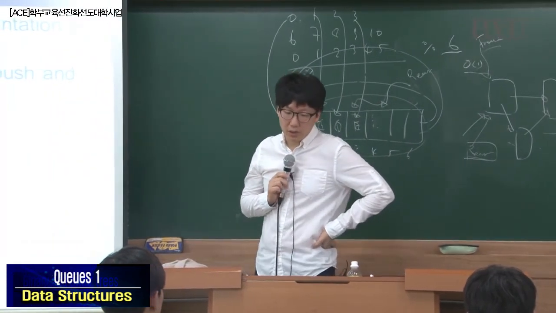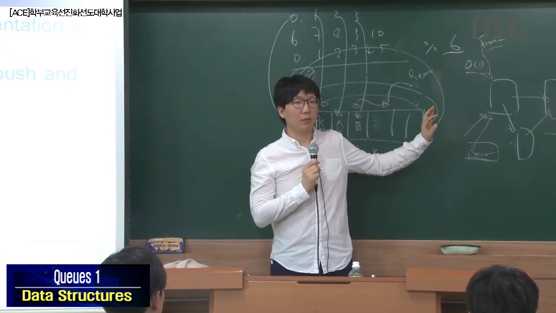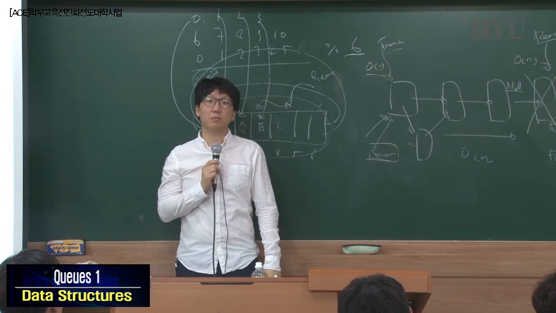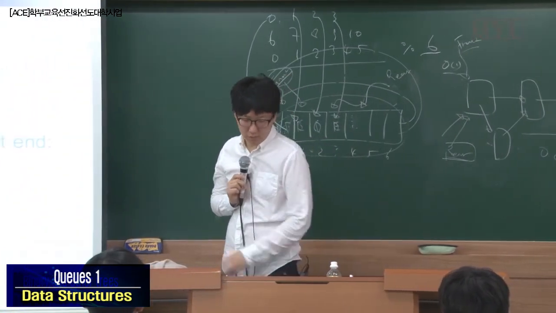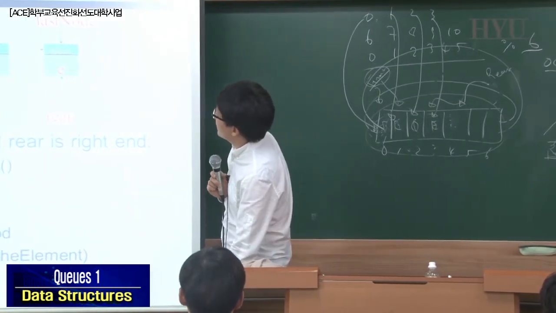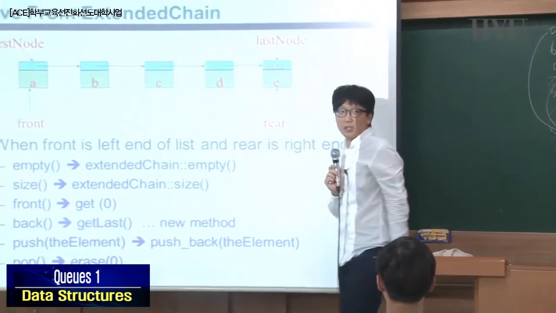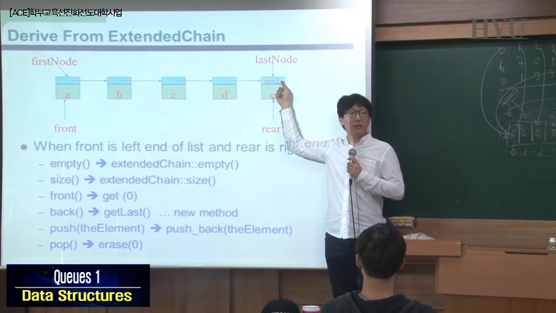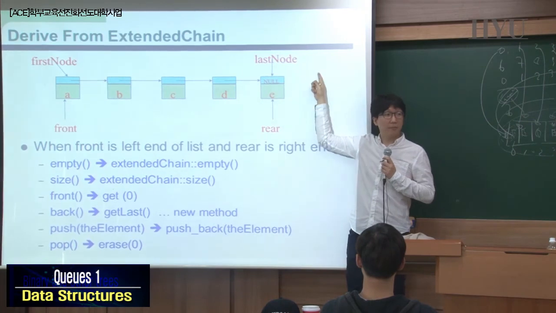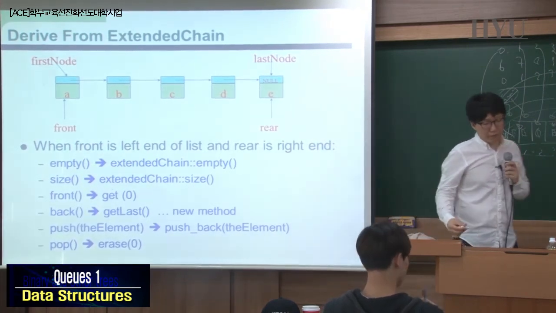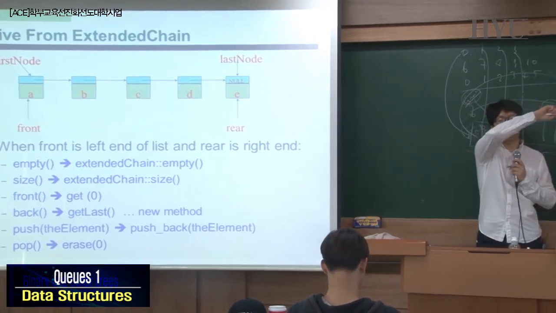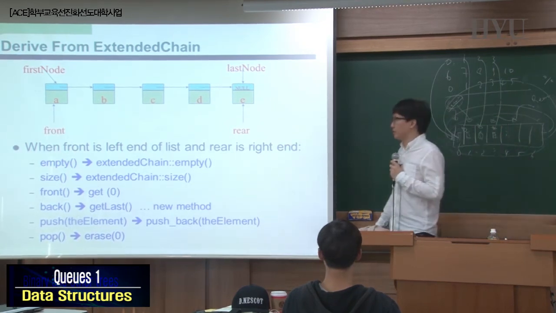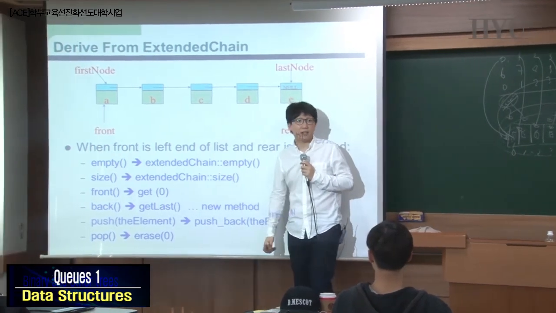So, how can we implement the linked list representation of the queue? Whether I put my front in here or back, you will add elements in two different locations based on your definitions. Simply explaining that, if I decide to keep the first node as the front and the last node as the rear, you see that the last one doesn't have any other element, so the pointer is null, empty. When the front is the left of the list, the leftmost, and the rear is the right end, we can simply use the same operations in the extended chain class that we have looked at before.